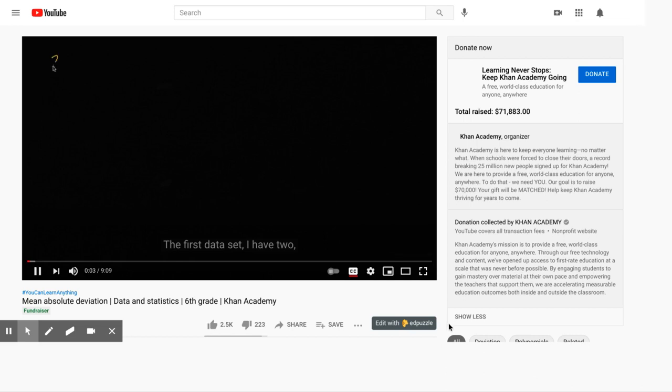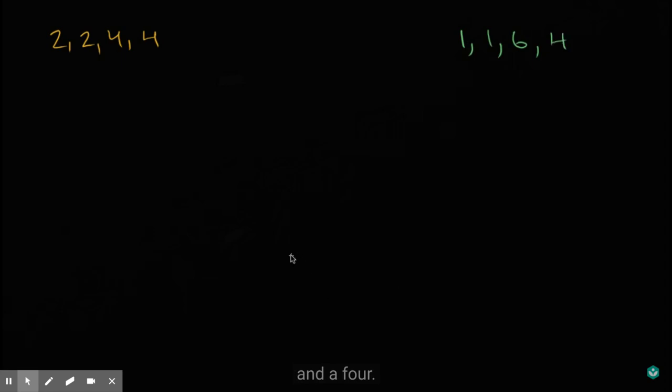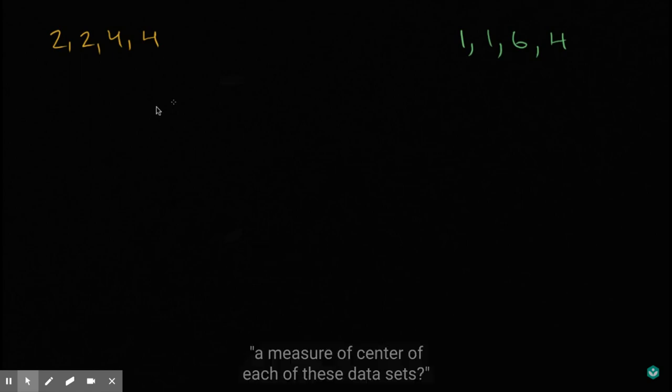So without further ado, I've got two different data sets. The first data set, I have 2, another 2, a 4, and a 4. And then in the other data set, I'm going to do this on the right side of the screen, I have a 1, a 1, a 6, and a 4. Now, the first thing I want to think about is, is there a number that can give me a measure of center of each of these data sets? One of the ways that we know how to do that is by finding the mean. So let's figure out the mean of each of these data sets.